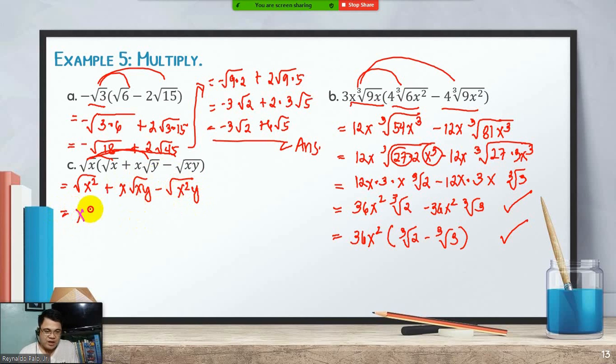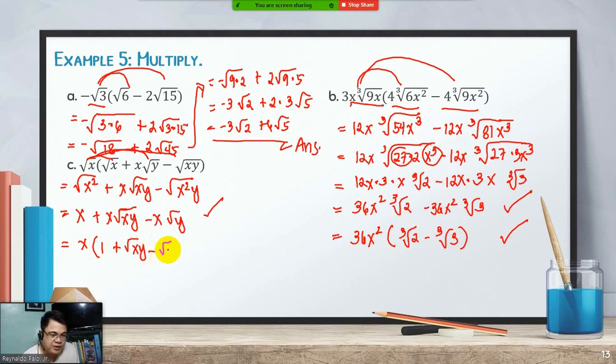Square root of xy is x plus x square root of xy minus x squared, or rather square root of x squared is x, square root of y. Then look if there are still similar radicals. If not, that will serve as your final answer. So in this case, this is accepted as the final answer, or you can factor out x because it's a common factor. It's x times 1 plus square root of xy minus square root of y. So either of the two is correct. The first is simplified, the other one is factored.